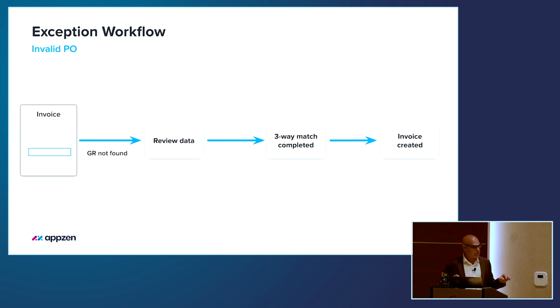The other one is around GR not found. So all the extractions happened in AppZen, all the data from the PO is matched up. The invoice is ready to be created and sent into your ERP system, but for one thing, it triggered an exception because the goods receipt's not found. So you have to identify where the goods were received, who received them, and update them.